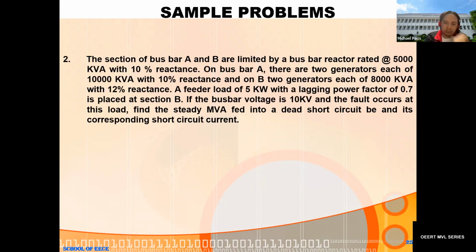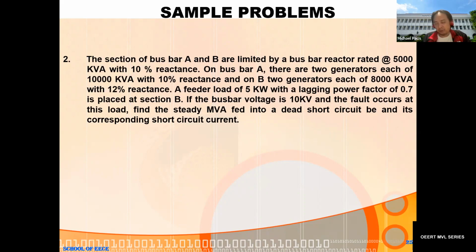And then there's a feeder load connected at bus bar B, 5 kilowatts with a lagging power factor of 0.7, placed at section B. If the bus bar voltage is 10 kV, find the fault on this load. If the fault occurs at this load, find the MVA and the short circuit current.